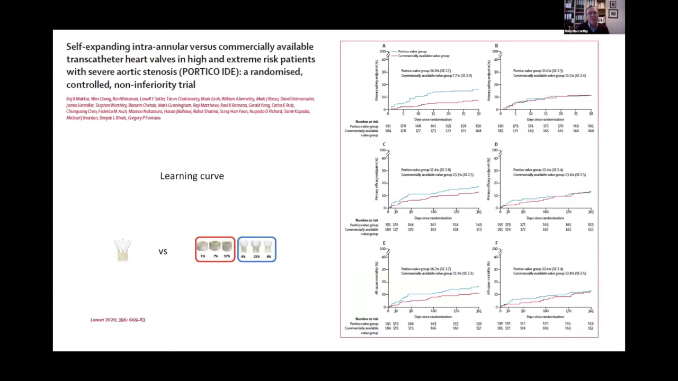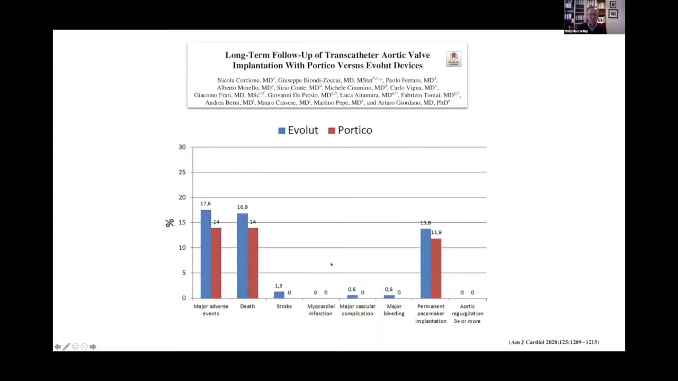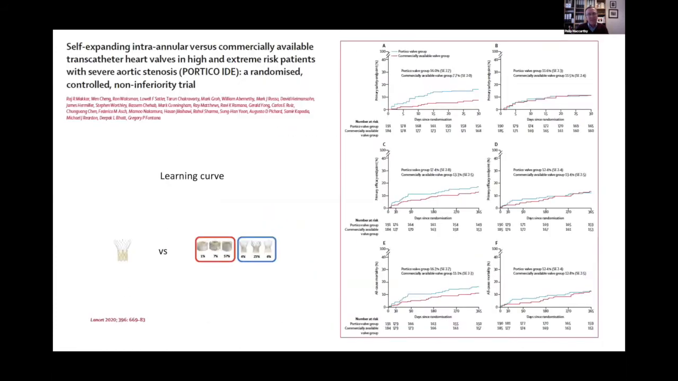The main Portico study published last year was Portico IDE, where it was compared to the commercially available valves in the UK. There we go. And these were CoreValve and Sapien. You can see, interestingly, it found that Portico failed its non-inferiority. In other words, it seemed to be inferior on the basis of mortality and paravalvular leak.